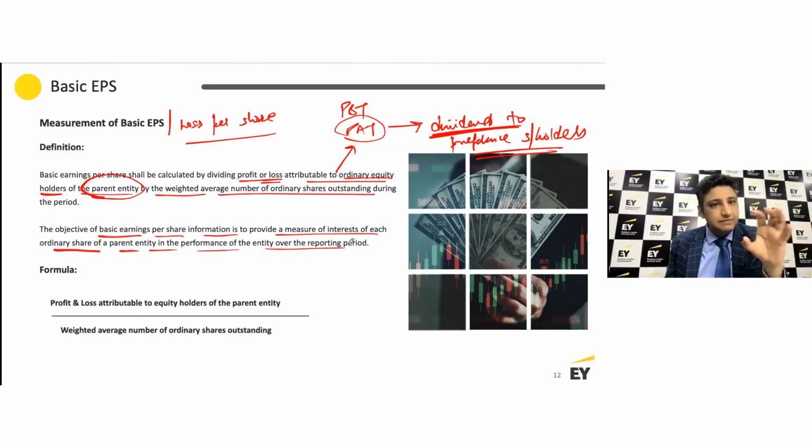The total profit is important, but if I'm owning one share in a company, or if I'm owning 100 shares in a large listed company, for example, what is the return that comes to me on each share is the objective of calculating the basic earning per share, right? So the formula, of course, we have discussed beforehand, but it says the profit and loss attributable to the equity holders of the parent entity divided by the weighted average number of ordinary shares outstanding, right?